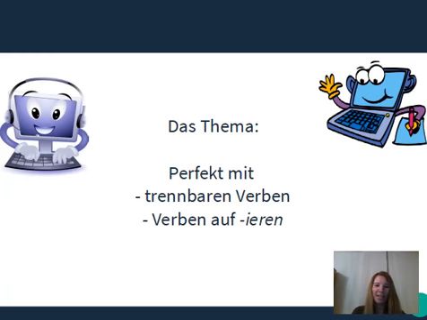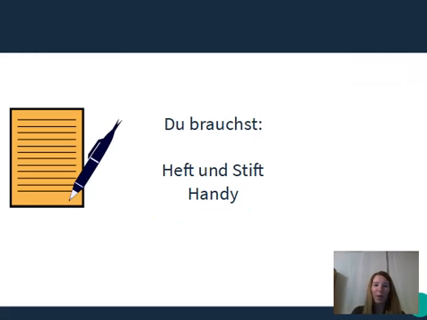Das Thema heute ist Perfekt mit trennbaren Verben und Perfekt auf ihren. So our topic today is perfect with trennbare Verben and perfect with verbs that have the ending ihren, like telefonieren. Du brauchst dein Heft und einen Stift und dein Handy für Fotos.